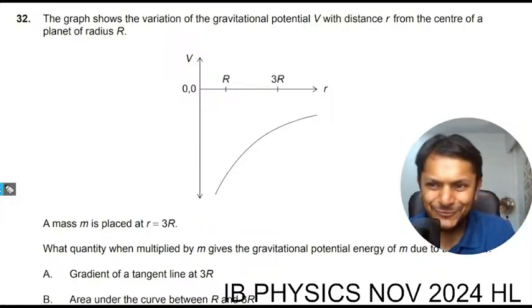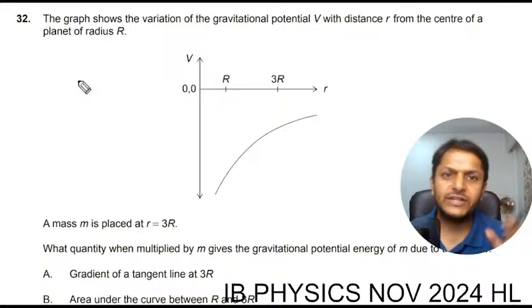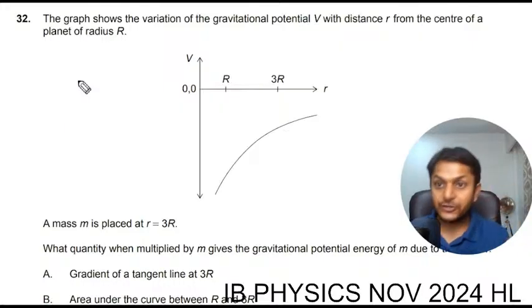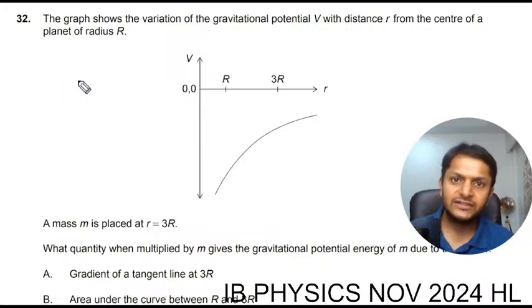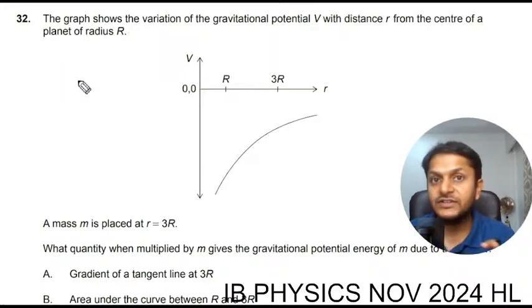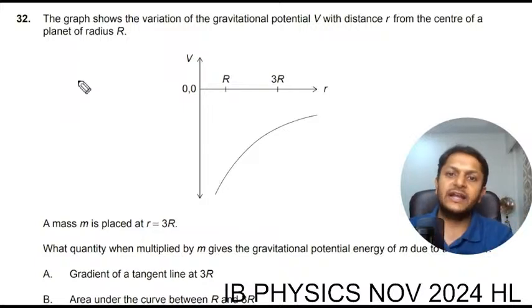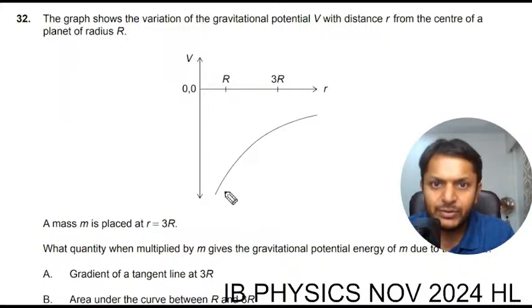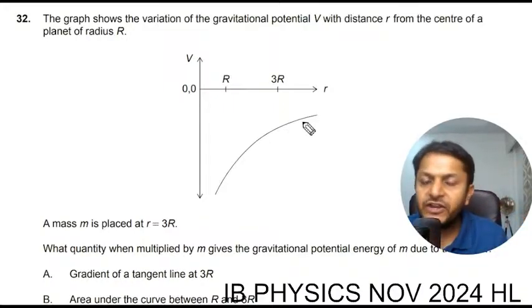Okay, dear students, let's see what is there in this question now. The graph shows the variation of gravitational potential V with the distance r from the center of the planet of a radius capital R. Okay, so as I have already told you in my lecture classes, the gravitational potential, as a thumb rule, is always negative. It can never have a positive value. So all the values will be negative and they will start from the surface of the planet and they will move like this because there is the hyperbolic variation there.